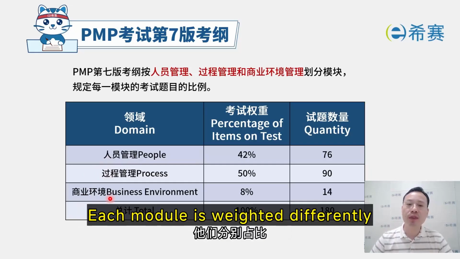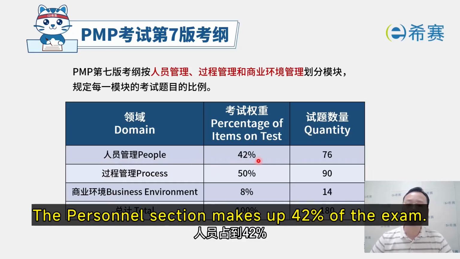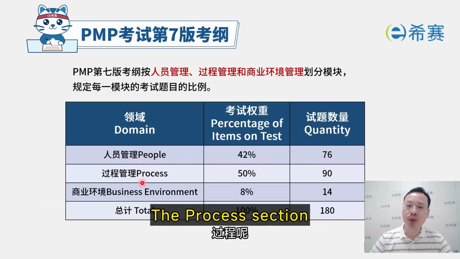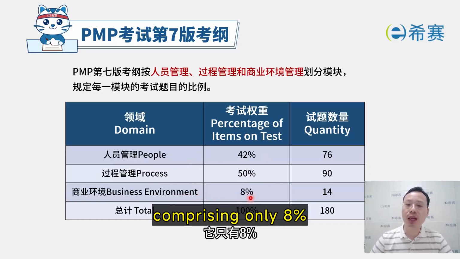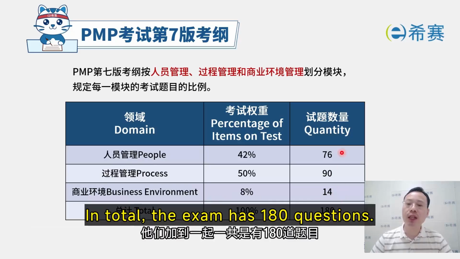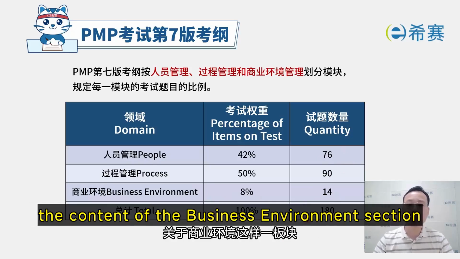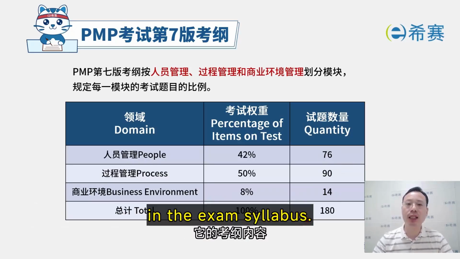Each module is weighted differently. The personnel section makes up 42% of the exam. It consists of 76 questions. The process section accounts for 50%, with 90 questions. The business environment section is much smaller, comprising only 8%, with 14 questions. In total, the exam has 180 questions. Let's now examine the content of the business environment section in the exam syllabus.